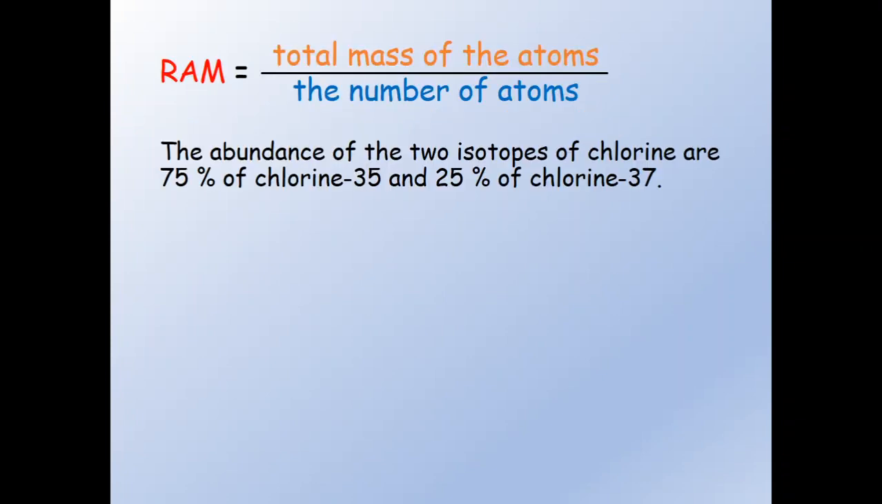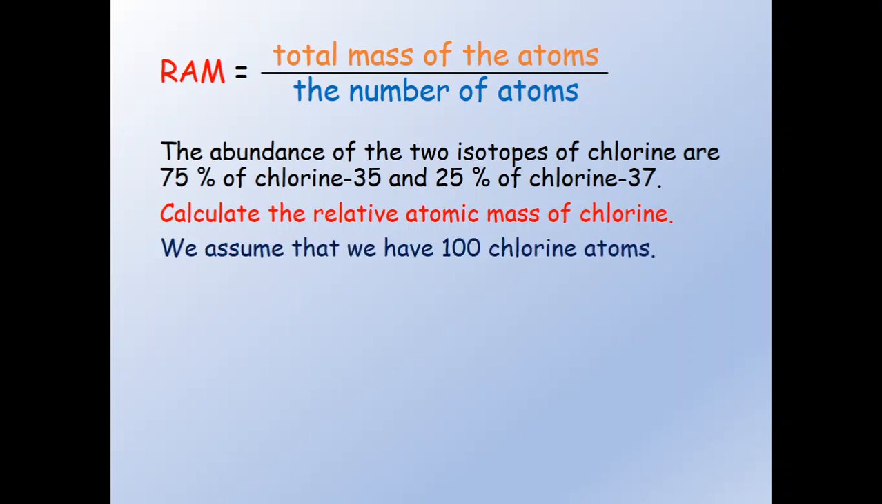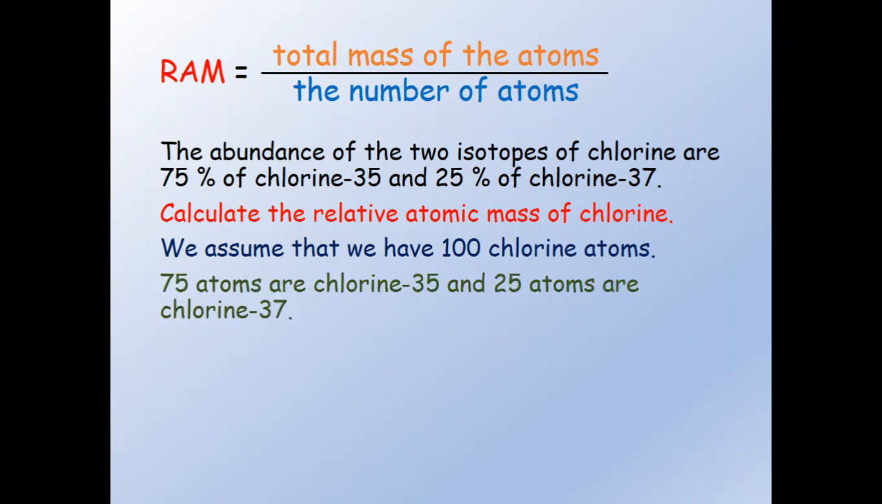The abundance of the two isotopes of chlorine are 75% of chlorine-35 and 25% of chlorine-37. Calculate the relative atomic mass of chlorine. To do the calculation, we have to assume a certain number of atoms, and the easiest is to assume that we have 100 atoms, so we assume that we have 100 chlorine atoms here. If we have 100 chlorine atoms, 75 atoms are chlorine-35 and 25 atoms are chlorine-37.